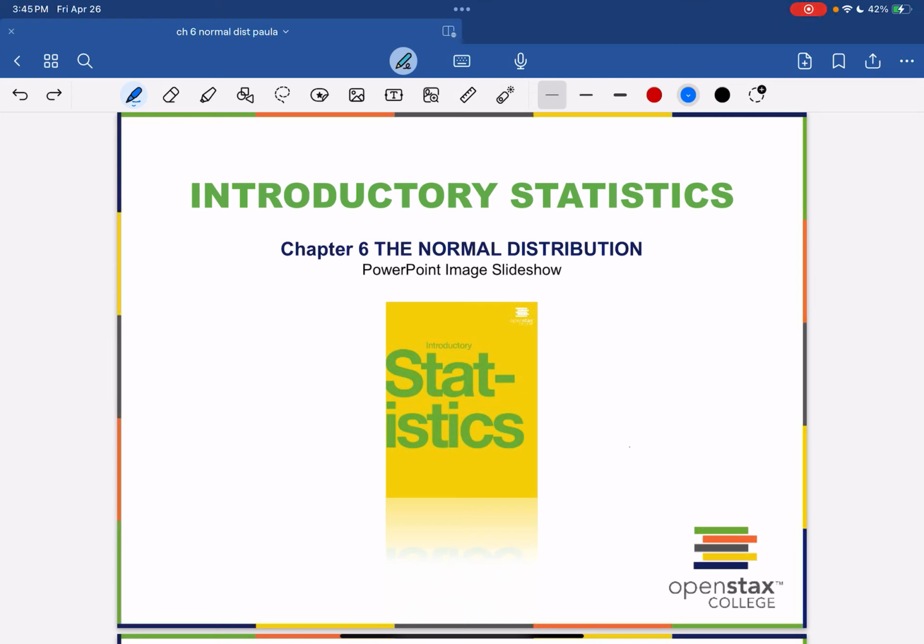These are the chapter 6 slides for the normal distribution, and I have a lot of slides here. My hope is that this gives you an overall intuition about the normal distribution, and then when we get into the activity sheet, the notes sheets, then you can get into the calculations a little bit more.